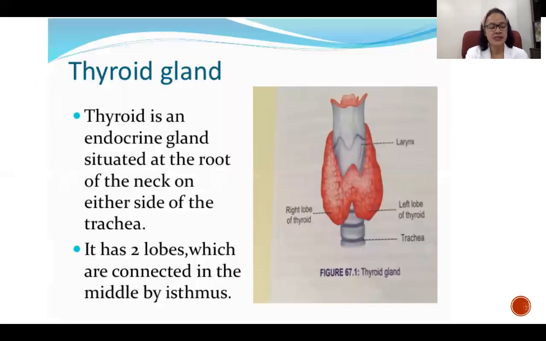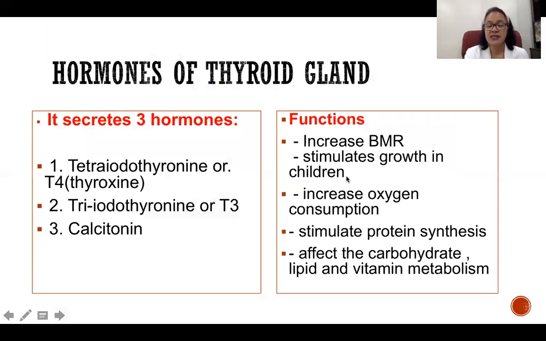Okay, so this is your thyroid gland. We all know that it is located here, at the root of the neck, and it has two lobes connected in the middle by the isthmus. It secretes three hormones: tetraiodothyronine, or T4, your thyroxine; T3, your triiodothyronine; and calcitonin. And these are the important functions of your thyroid gland.